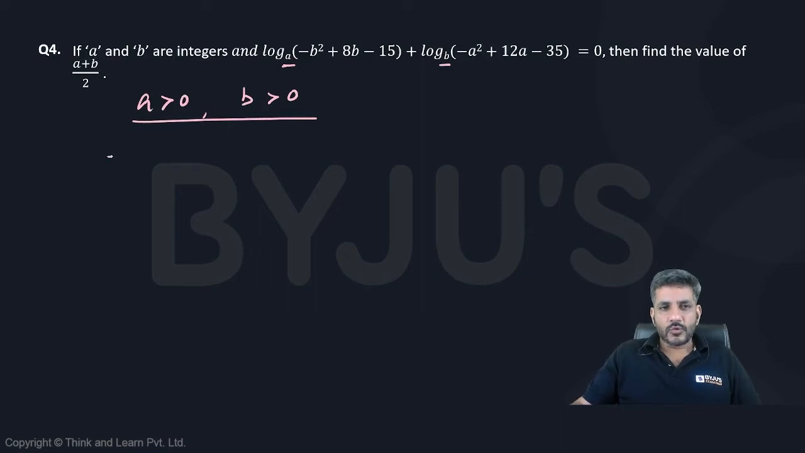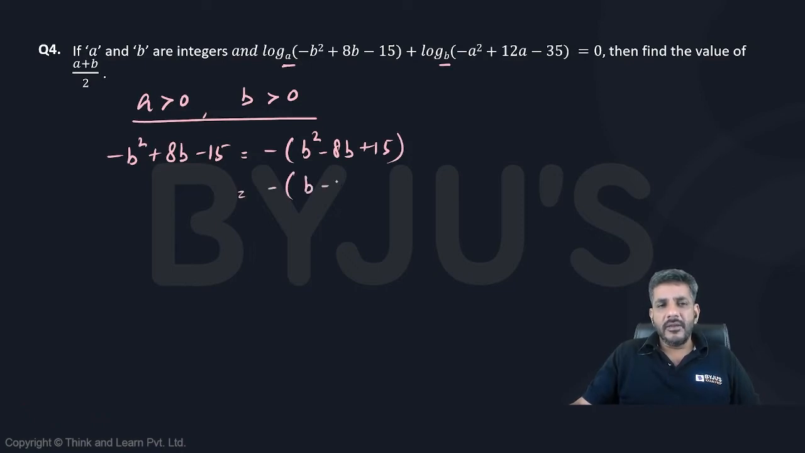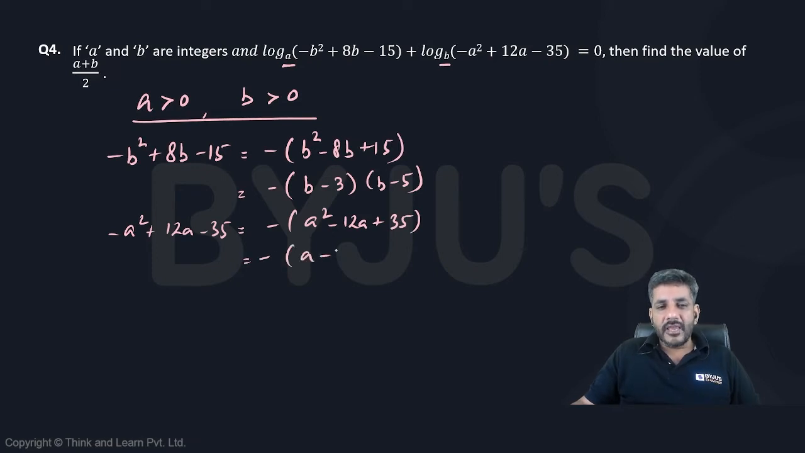Now look at this first quadratic. Minus b square plus 8b minus 15. I can also write it as minus of (b square minus 8b plus 15), or you can also say it is minus of (b minus 3) into (b minus 5). Similarly, the second equation is minus a square plus 12a minus 35. If you take minus common, it is a square minus 12a plus 35, or you can also call it minus of (a minus 7) into (a minus 5). So these are two quadratic functions, right?